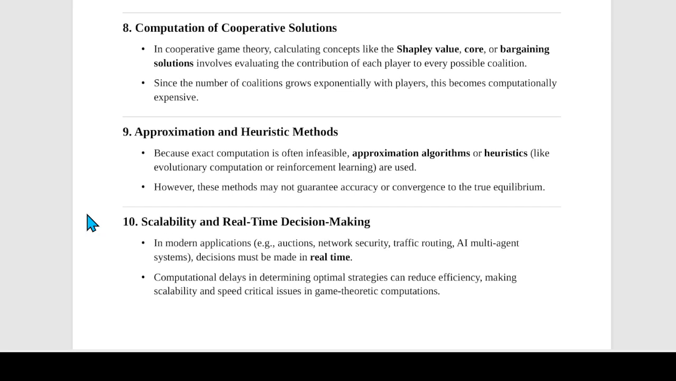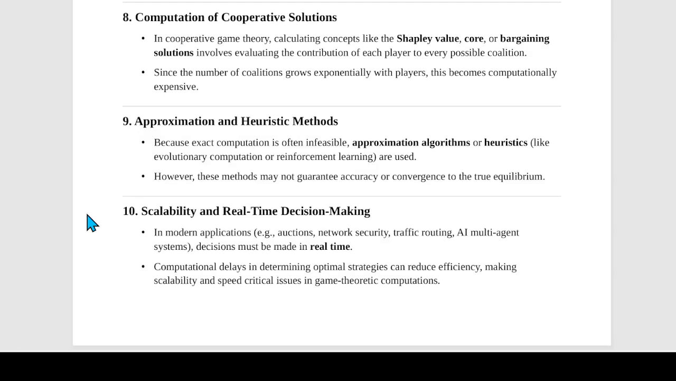Then there are approximation or heuristic methods. They aren't perfect because exact solutions are hard. We use heuristics, evolutionary methods, and reinforcement learning, but they might not reach equilibrium and can be inaccurate also. Real-time decision making is also difficult. In real applications like online advertising and traffic routing, computers must decide instantly. Large game computation can cause slow responses, which can make systems less effective.